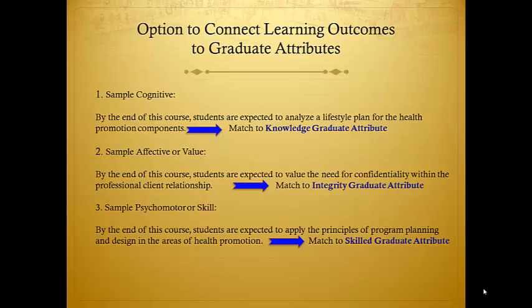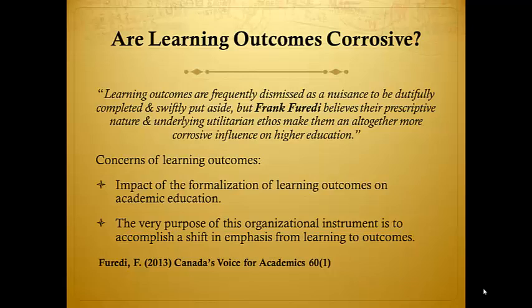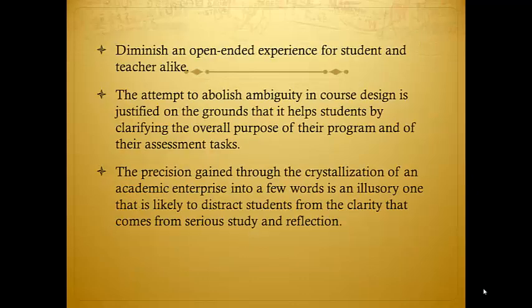There could be knowledge attributes, integrity, and skill attributes, and these will all be mapped to the end of the program. So you know that your graduates are going to leave the program with these skills. There has been talk that learning outcomes are dangerous, that they're too narrow, too prescriptive, and there is much debate on some of the impacts of these learning outcomes. They say that it's an attempt to abolish ambiguity, making the courses too narrow.